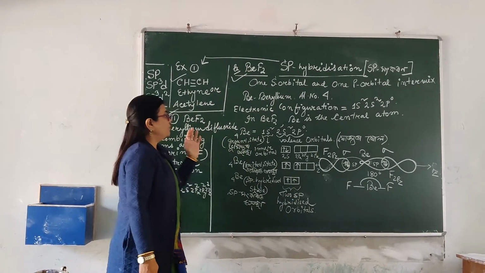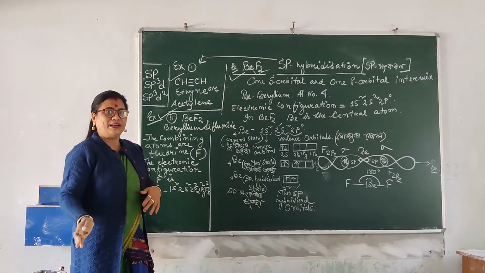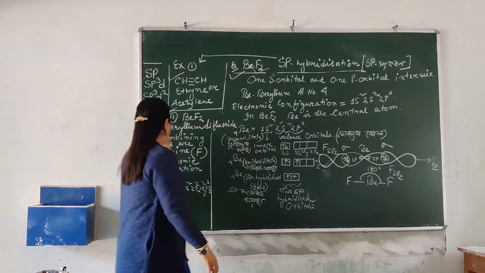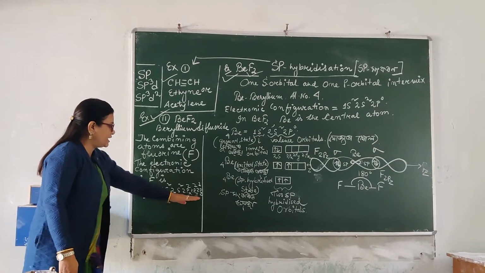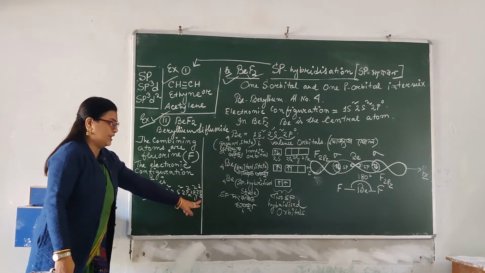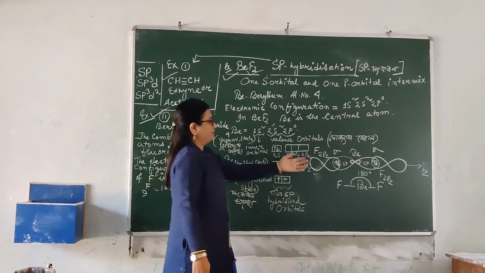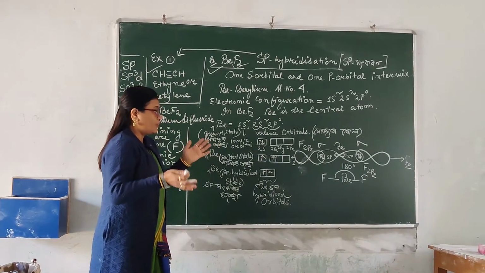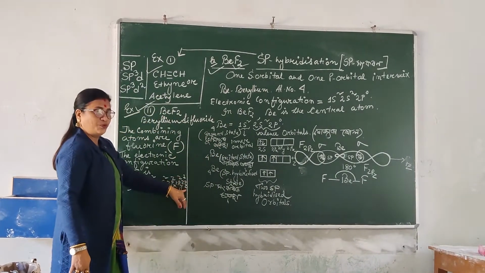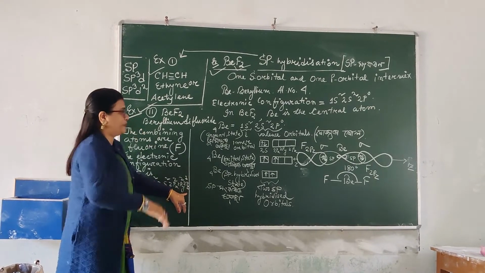Now we know that these two fluorines are the combining atoms with the beryllium atom. Again, we know the atomic number of fluorine is 9. The electronic configuration is like this, where the last 2pz orbital is half filled. This beryllium atom can now combine with the fluorine atom with the help of this 2pz singly filled orbital with the hybrid orbital of sp.